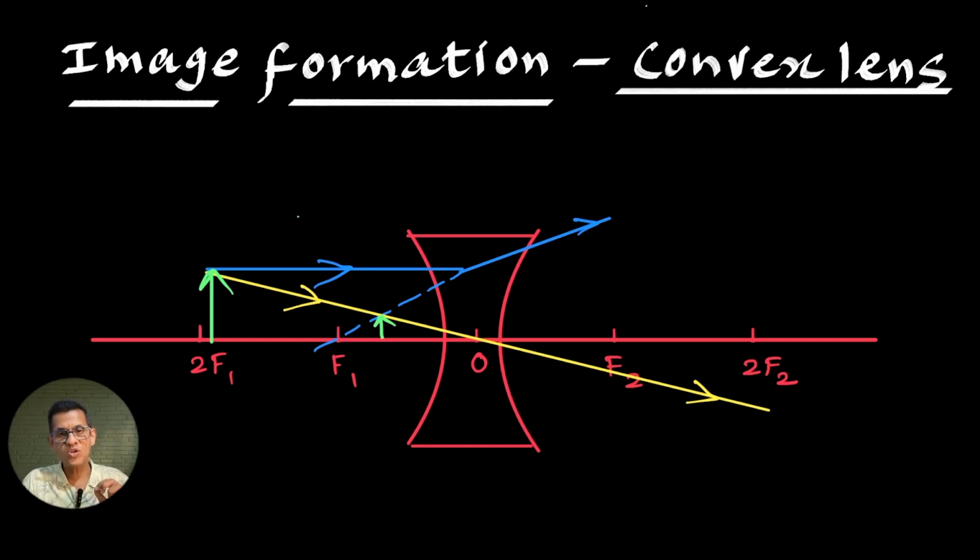So remember, concave lens being a diverging lens, it is always going to produce a virtual and erect image, and it will always be diminished. In this case, when you place the object between infinity and pole, it will always be between F1 and O. And if you place the object at infinity, it will be formed at the focus.